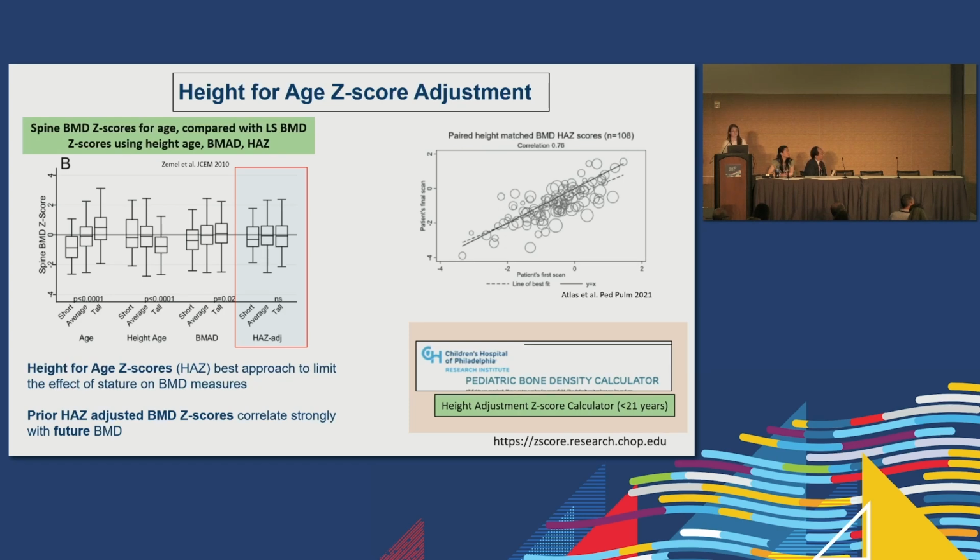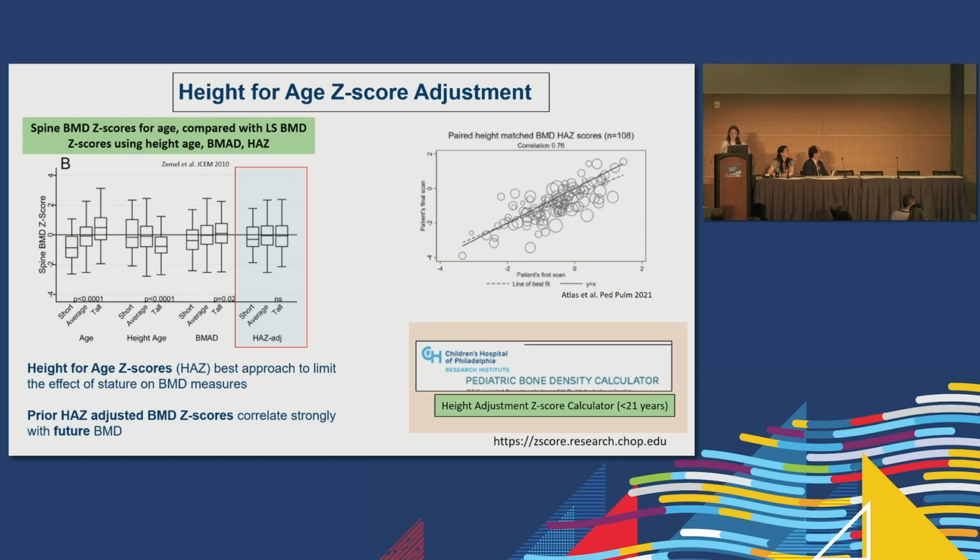In a follow-up to the bone mineral density in childhood study, the team assessed other measures of height adjustment. They looked at age, height-specific Z-scores, bone mineral apparent density, which I'll talk about in a second, and then they looked at height for age Z-score, listed here as the HAZ adjusted. This helps to account more for somebody's pubertal status in addition to their stature. In this study, adjusting DEXA for the height for age Z-score was found to be the best approach to limit the effect of stature on the outcome measures.